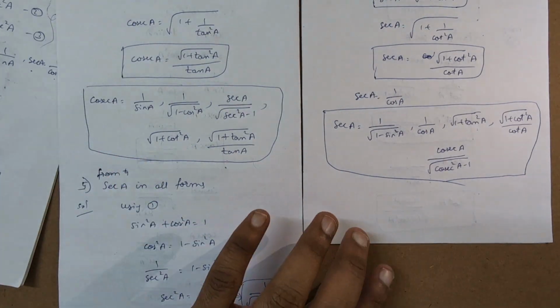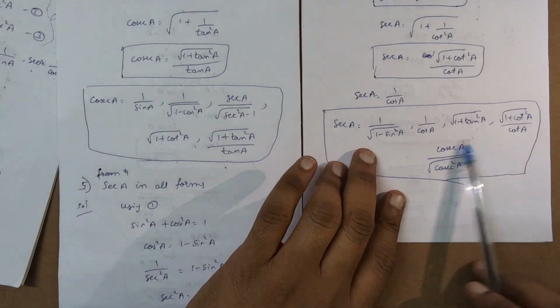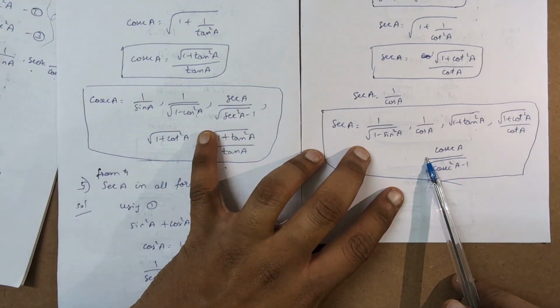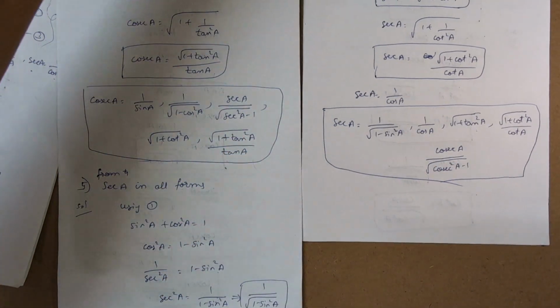But if you don't have time in the exam, and you feel you just want to have at least 1 or 2 marks for the final answer, then simply, if you know the secant, you can directly replace it with cosecant. The same way, if you know the sine, you can directly replace it for cos.